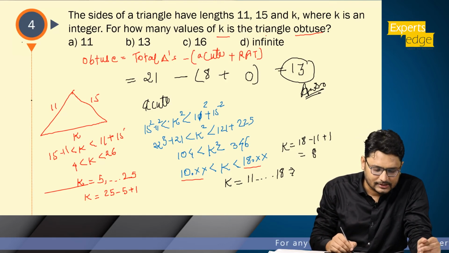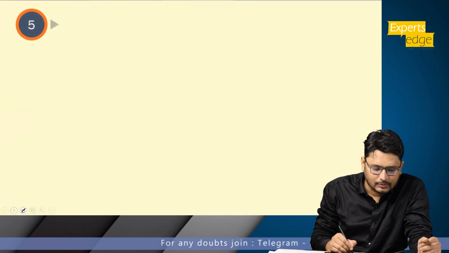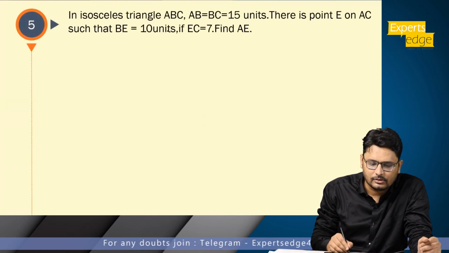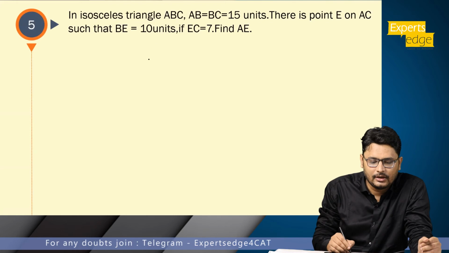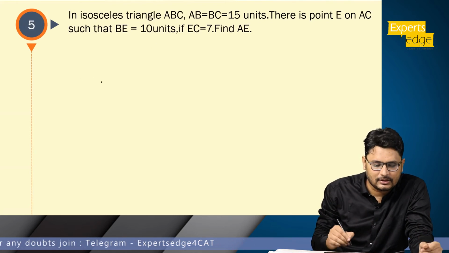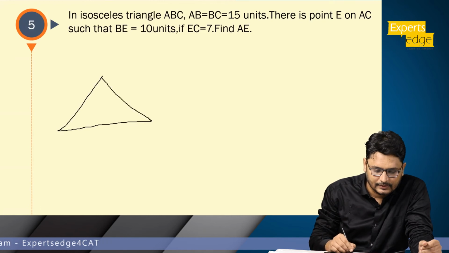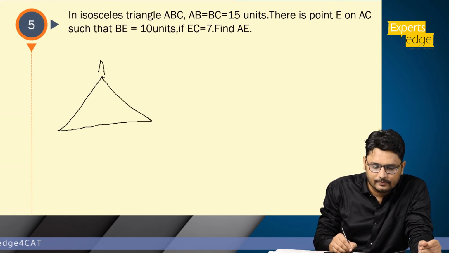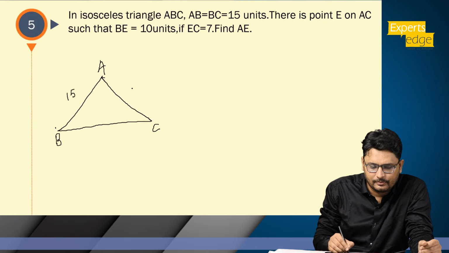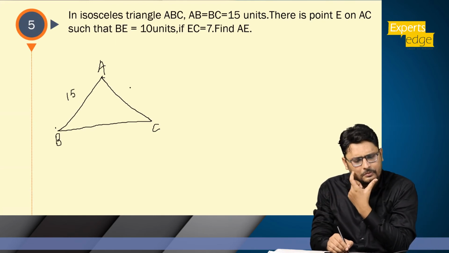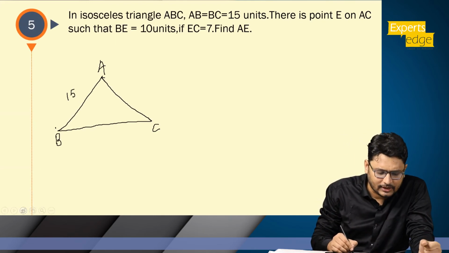Now let's go to the next concept, or the next question in fact. This particular question is based on isosceles triangle. Okay, a very nice question. Let me first draw the diagram of it. What it says, A, B, and this is C, where AB is 15. Let me just draw like this, okay?